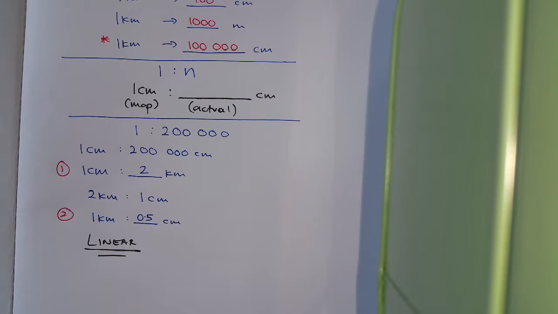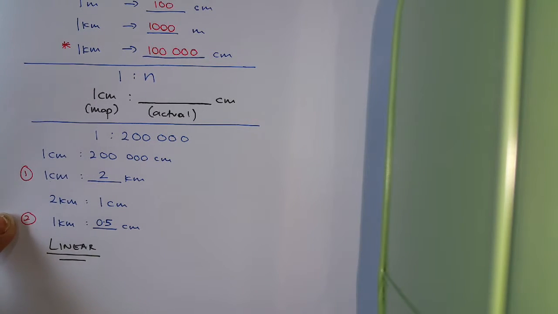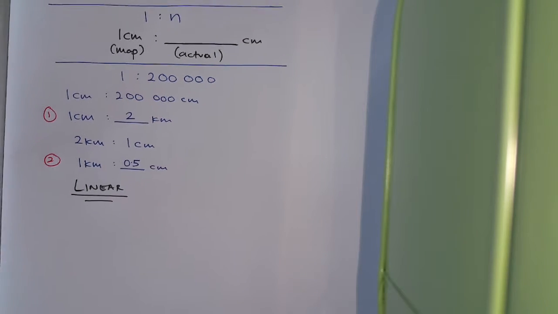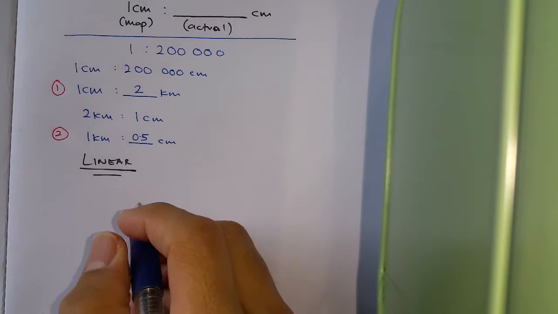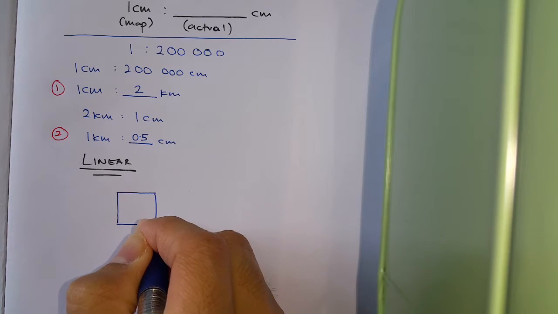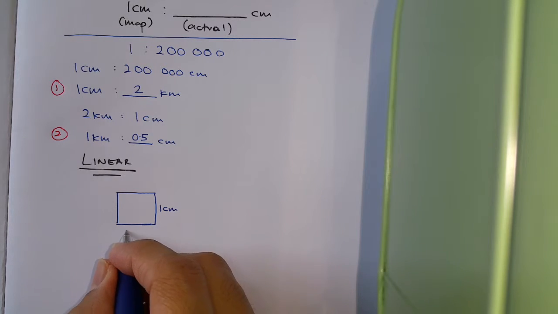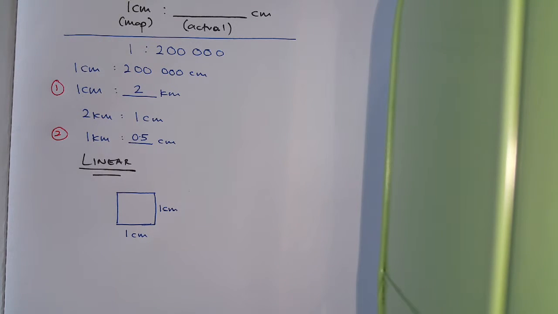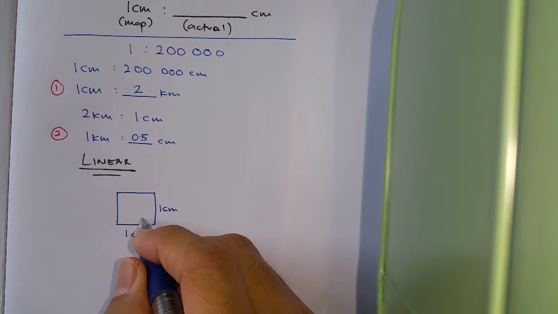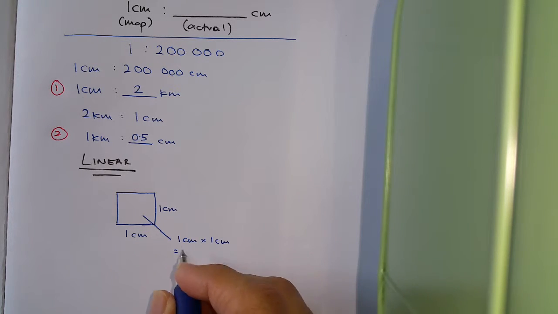The other two conversion scales are obtained from scale 1 and scale 2. Let me just show you an example. This is the first situation, for scale number 1. Let's say I have a square here, and this square measures 1 centimeter, and this will also be 1 centimeter. As we have learned, the area of a square is 1 centimeter multiplied by 1 centimeter, which equals 1 square cm.